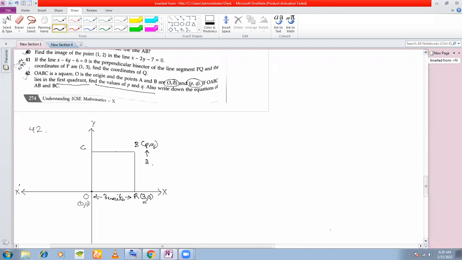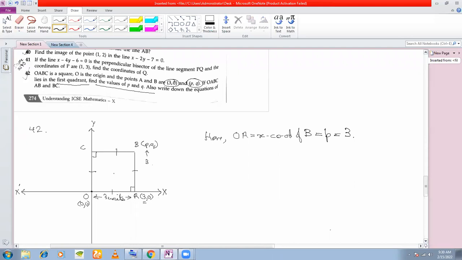So therefore we can write, all these are equal. So therefore, here OA must be equal to the X coordinate of B, which is equal to P, which is equal to 3, isn't it? So you've got the value of P.